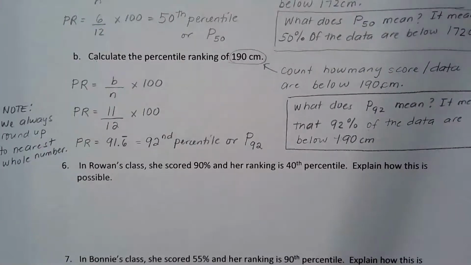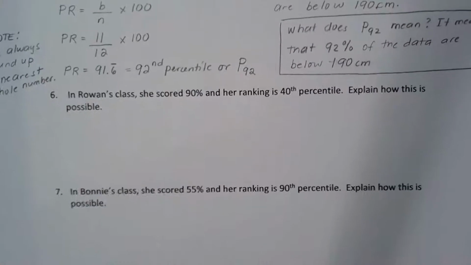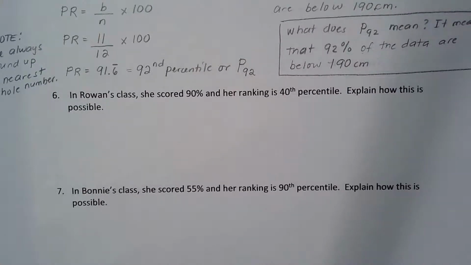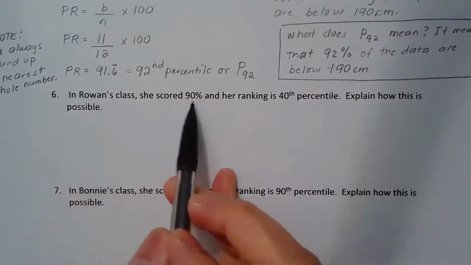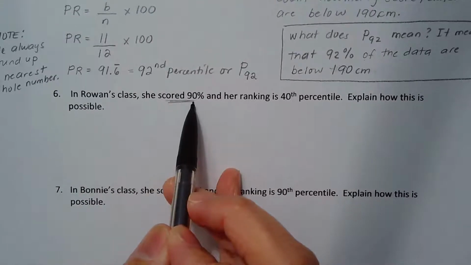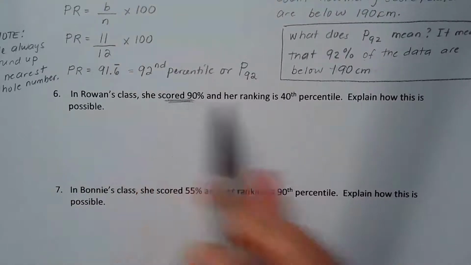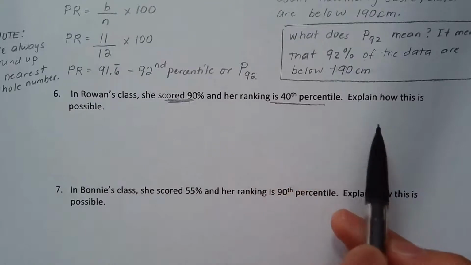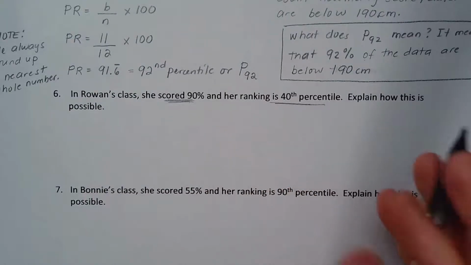Let's take a look at question number 6. In Rowan's class, she scored 90%. She scored 90% and her ranking is 40th percentile. Explain how this is possible. So in Rowan's class, her score is high, but ranking is low. How is that even possible?